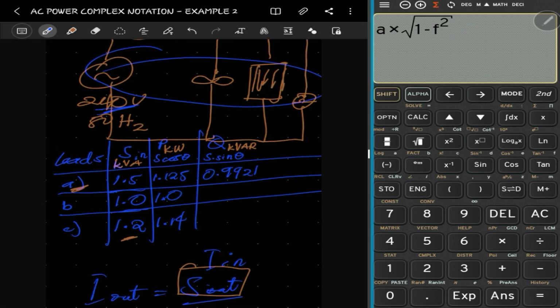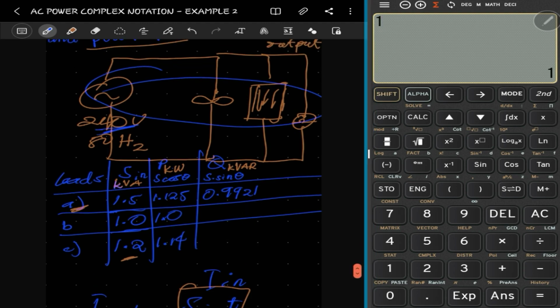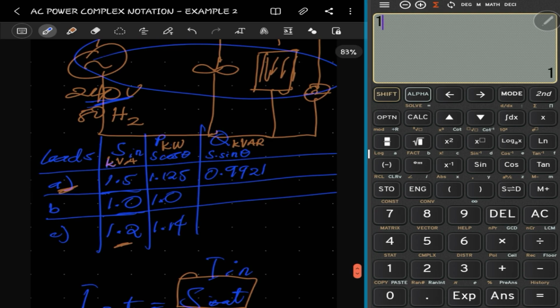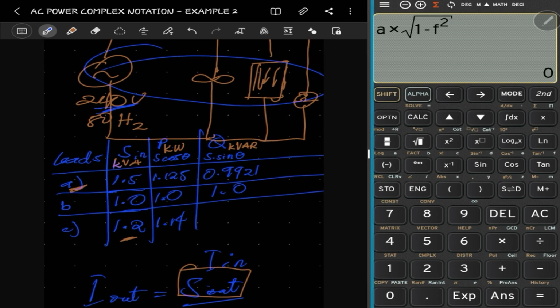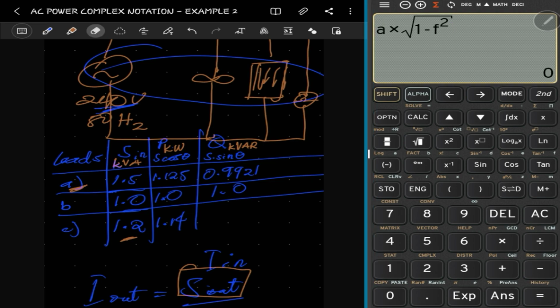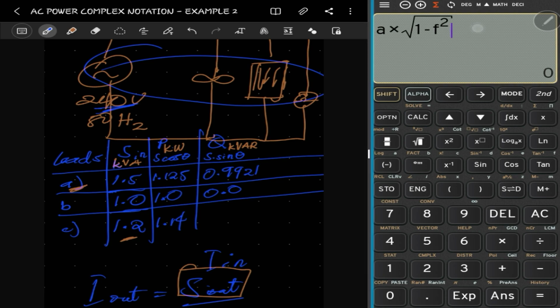We go to B. For B, the apparent power is 1, the power factor was unity, 1, and that gives us 0. Oh, it gives us 0, sorry. Apparent power is 1, power factor is 1, so that gives us 0. You must be very familiar with the calculator that I use. Yeah. So now we go to C.